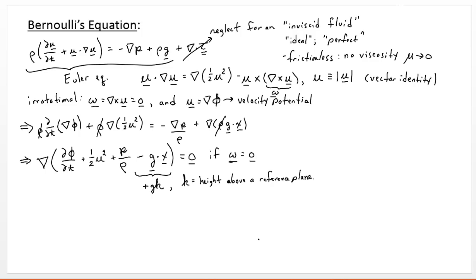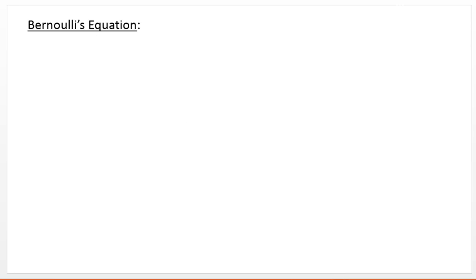So what we found here is a form of the Bernoulli equation for irrotational flow. Namely, the gradient of this quantity in parentheses is equal to 0, if the flow is irrotational. If the gradient is equal to 0, it's saying this quantity in parentheses doesn't change. In other words, this quantity in parentheses is a constant everywhere in an irrotational flow. That's a very convenient result that we'll get back to in a moment. The second thing we can do is derive a version of Bernoulli's equation for a steady rotational flow.